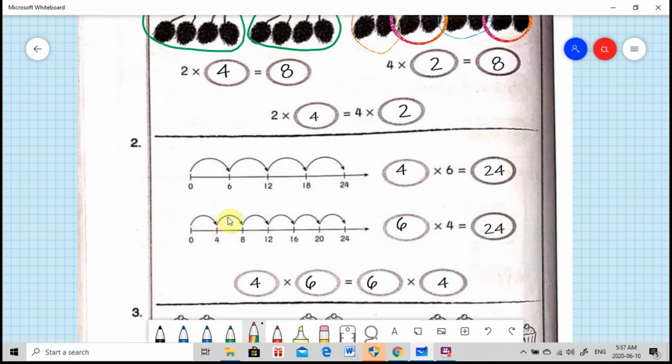Same thing for this one. One group, two groups, three groups, four groups, five groups, and six groups. Six groups of 4, 6 times 4, 24. What do we notice? 4 times 6 is 24, and 6 times 4 is also 24. So they are equal. 24 equals 24, so that means 4 times 6 equals 6 times 4.